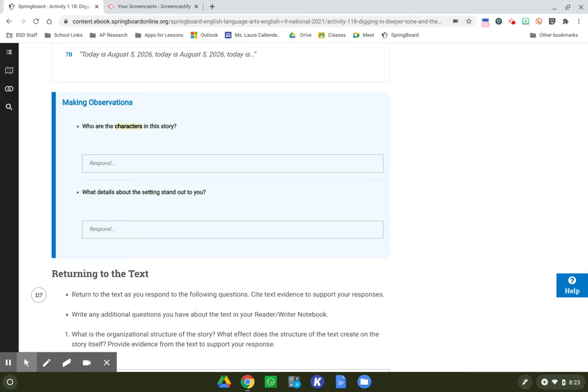And then what are the details about the setting that stand out to you? Okay? So there are several things about the setting that stand out to me, most notably the year. I noted that it was in the year 2026. So this story is written about a time in the future. And then there are several other very interesting details that tell me about the setting and something about what this story is about that's going to help me understand the theme.